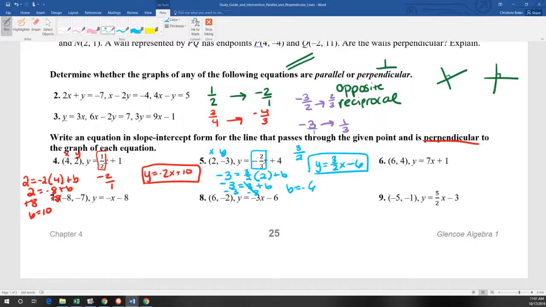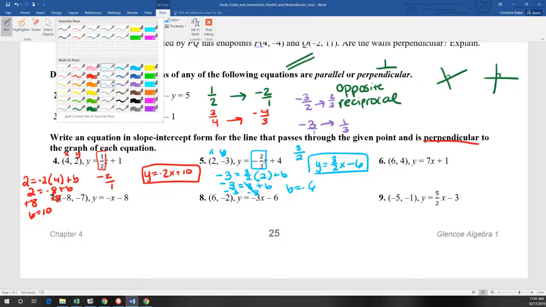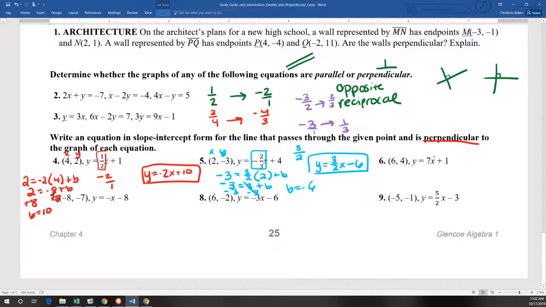Let's look at number 6. So this is like what I was talking about when it doesn't look like we can actually flip this slope, but 7/1 is the same thing as 7. So that becomes negative 1/7. That's the slope I'm going to use. This is x, this is y. So y equals mx plus b. Negative 1/7 times 6, oh, this is fun, is negative 6/7.